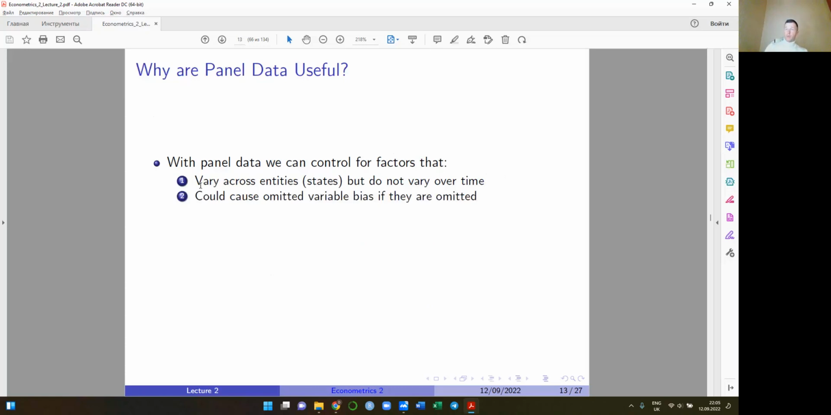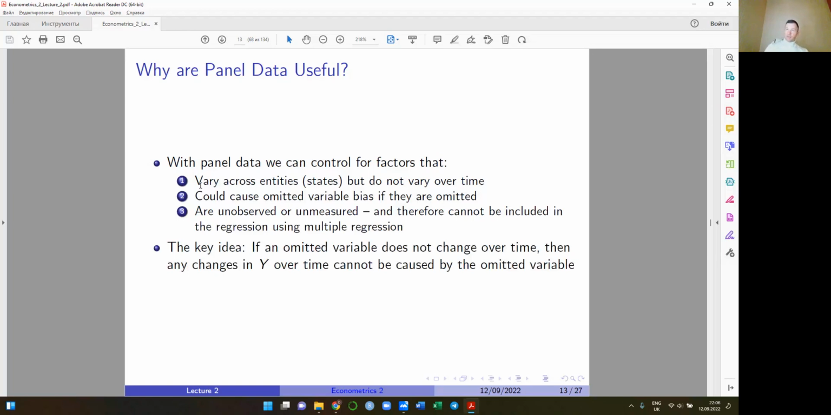Second, of course, we want to control for such factors that can cause omitted variable bias if they are omitted. Because if those factors are not correlated with the included regressors, or if they are not related to the outcome variable, we simply don't care about them. So we do care about such variables that are omitted and that are correlated with the included regressors. And what is the most important, we are not able to measure or observe such variables, because if we are able to do that, we simply include those regressors in our model.